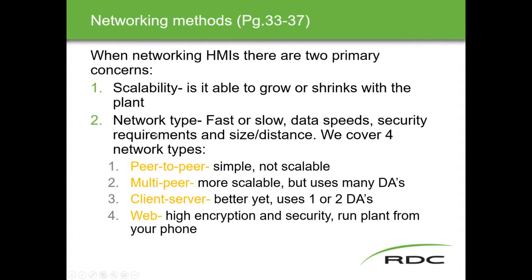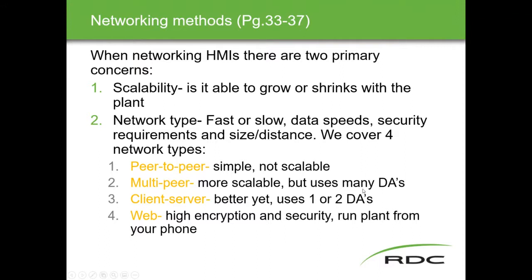In the ILM, we talk about four specific network types, and I think we've mentioned all of these before. Peer-to-peer is just one guy at one end and one guy at the other end, so very simple, not scalable. Multi-peer is defined as a more scalable version of peer-to-peer that uses many data acquisition servers. Client-server, again, these are evolving here, is probably the most common one out there right now. It uses one or two data acquisition servers, depending on the size of them or the redundancy requirement.